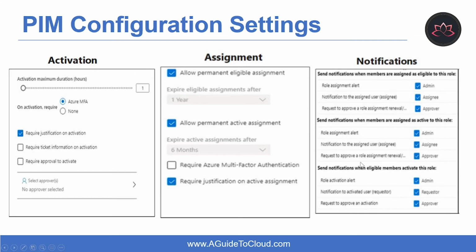And the last settings we need to be aware of are the notification settings. Notification can be sent when members are assigned as eligible in a role, assigned as active in a role, and when the role is activated. And notification can be sent to admins, requesters, and approvers.